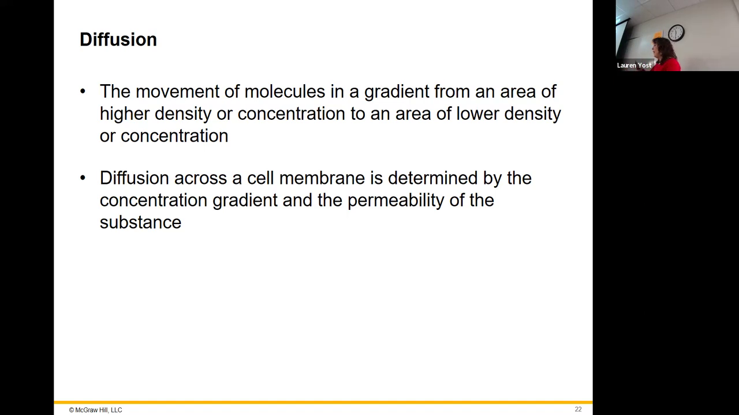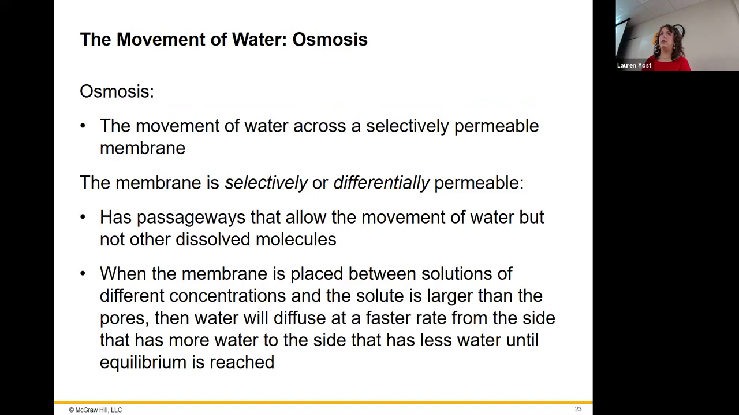Things like water can diffuse naturally across the membrane. You guys know where I'm going with this, right? Osmosis. Get ready. Here's osmosis. So we've already said our membrane can transport water across it. So one of the molecules that diffuses across is water. When water diffuses, it's called osmosis. It has its own little name.